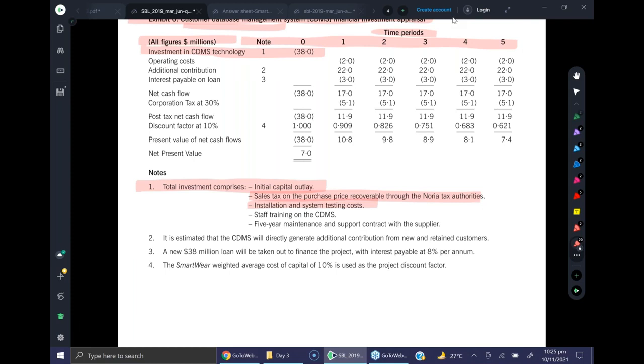So we need installations, we need testing, and staff training on the new system is also included as part of the whole package. And then it says 5-year maintenance and support contract. So the 5-year maintenance support contract cost is also included in this $38 million. Do you have any doubts in these 5 elements of initial investment? Anything which is wrong? If not, then you can straight away say that everything is fine.